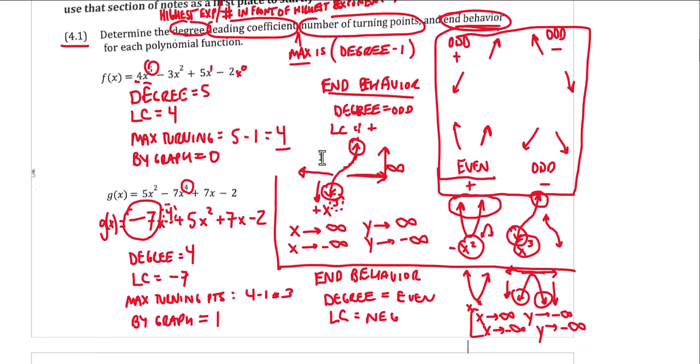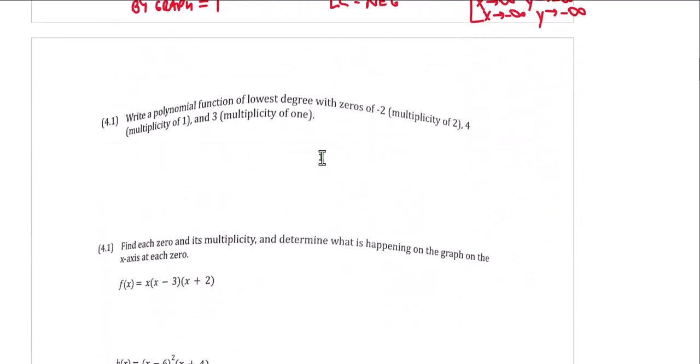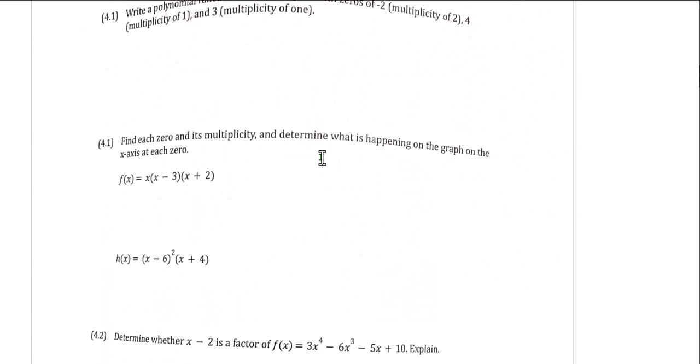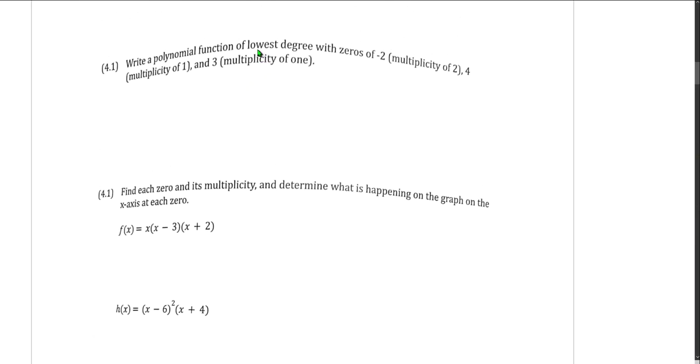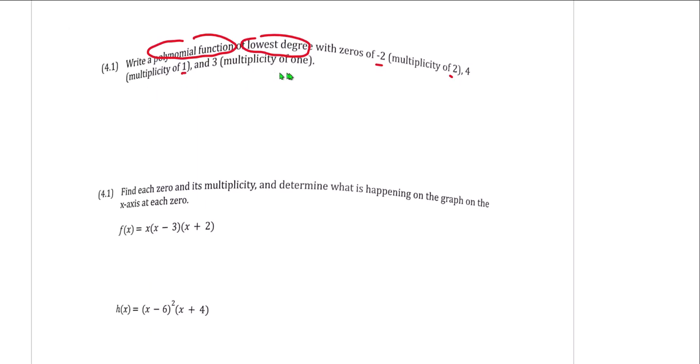In terms of this next 4.1 example, we want to write a polynomial function. Write a polynomial function of lowest degree. So polynomial function, lowest degree, and we know the zeros are -2, 4, and 3, with multiplicities given.